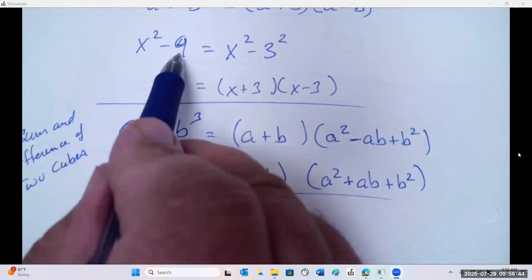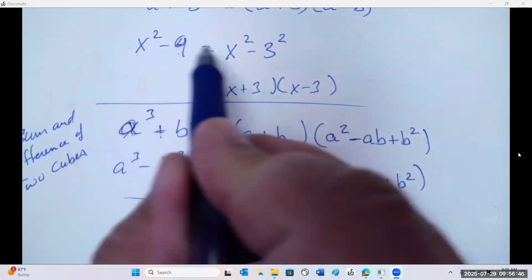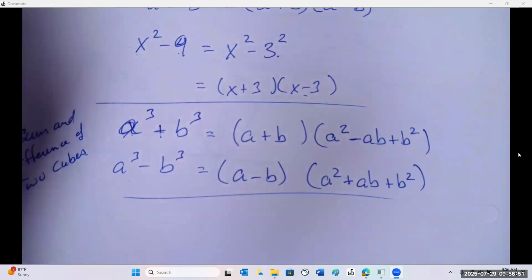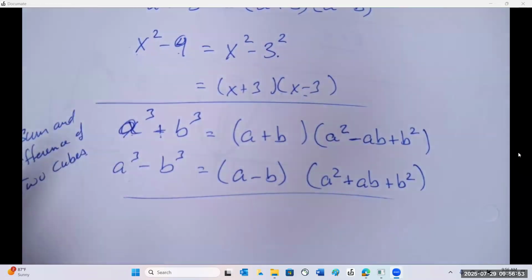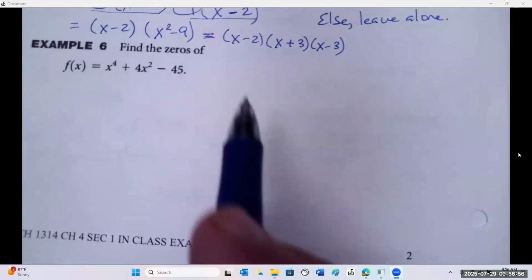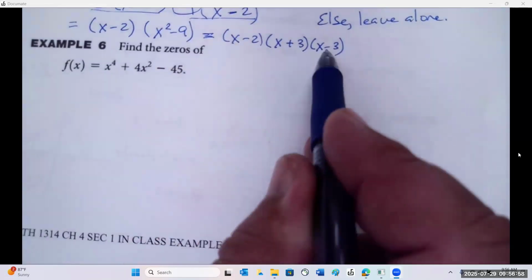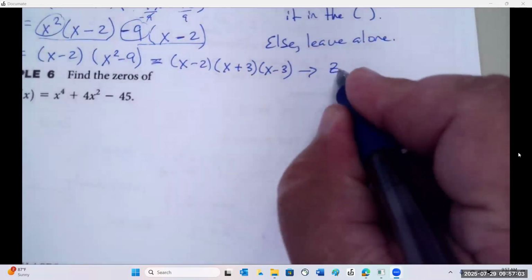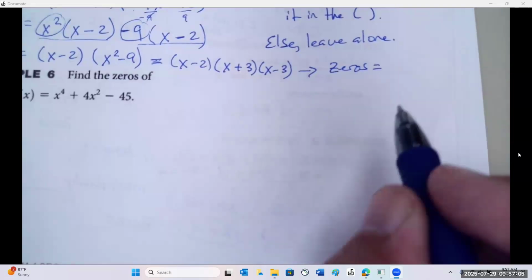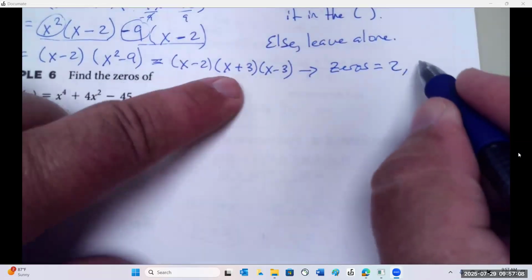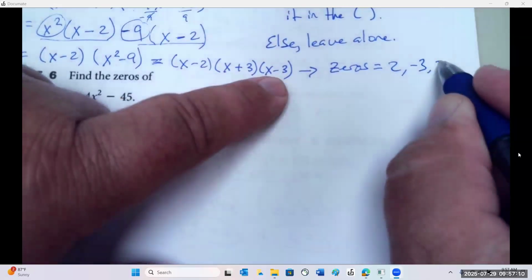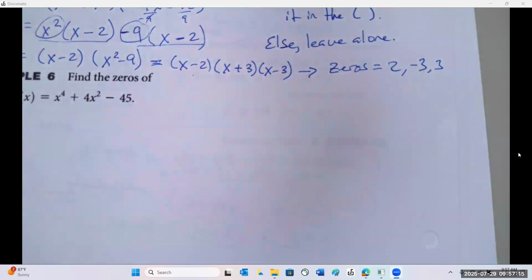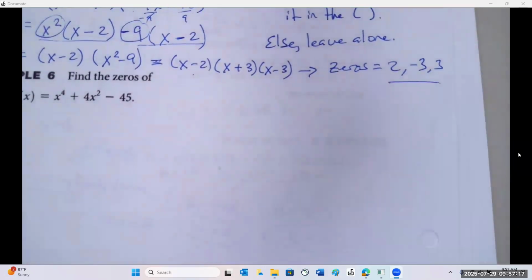Since we have x squared minus 9, we know 9 is a perfect square, so we can factor it to be (x plus 3)(x minus 3). Which just brings us back down to our equation. So what are my zeros? If I get these factors, then what are my zeros? Plus 2, minus 3, plus 3. Just set each one of these equal to 0 and solve. So these are my zeros.